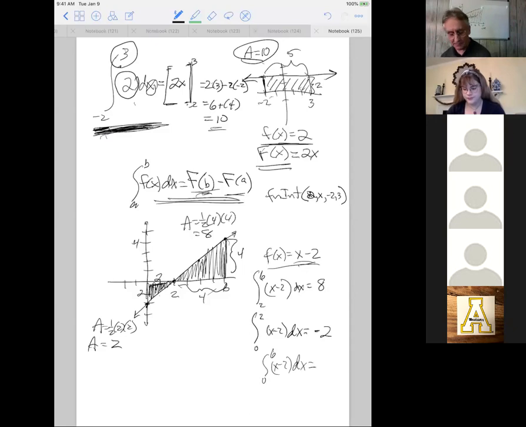The function is x minus 2, comma, x is the variable, comma, and we're going from 0 to 6, close parenthesis, enter. You get 6, which is the area above, which is 8, added to the area below, which is 2. 8 minus 2 is 6. So the calculator reads the area below as negative.